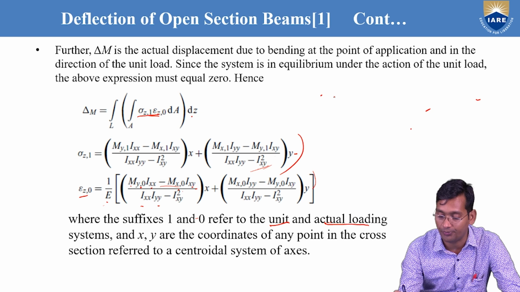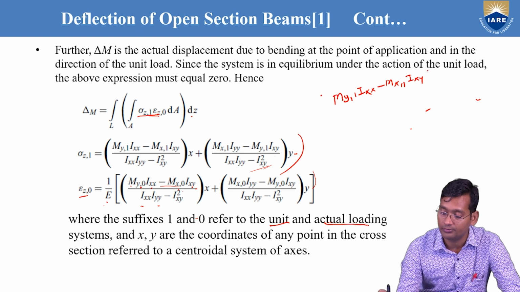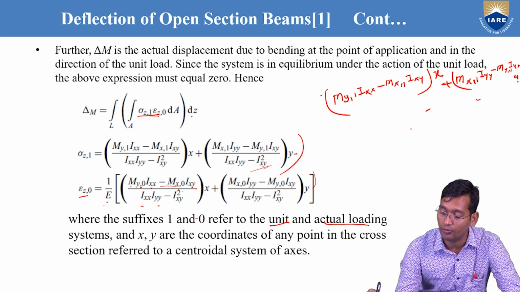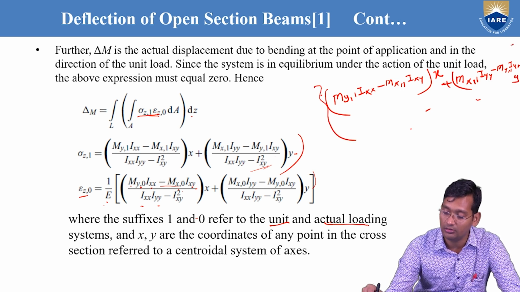I am just writing this one: m y comma 1 I xx minus m x comma 1 I xy. Okay, this is x. Plus m x comma 1 I yy minus m y comma 1 I yy into y. This term, this whole thing, this is just for this part, multiplied by what?